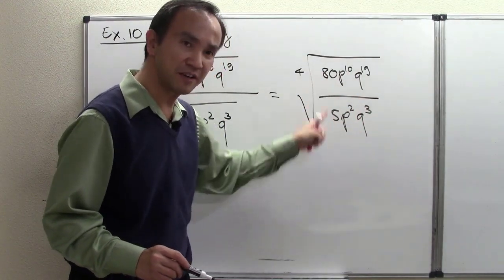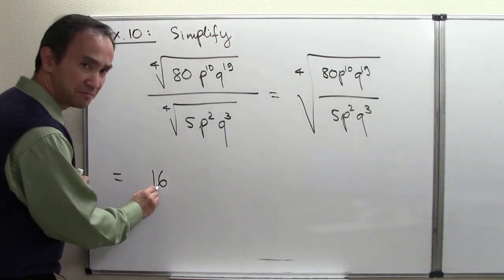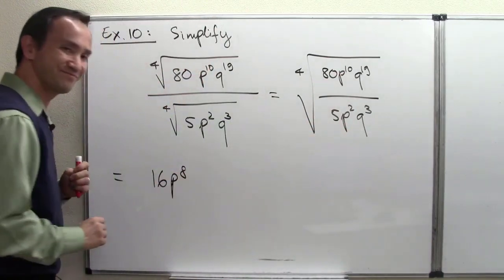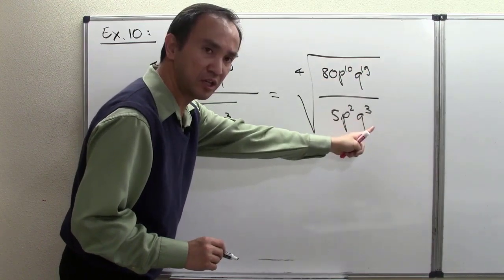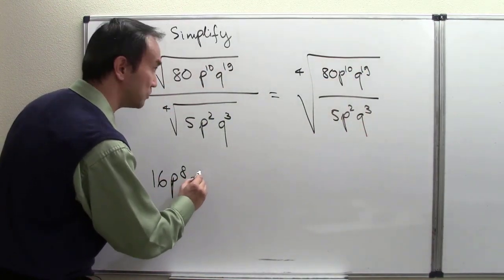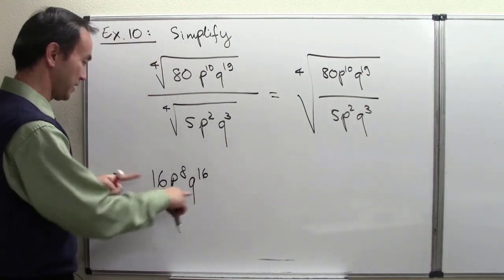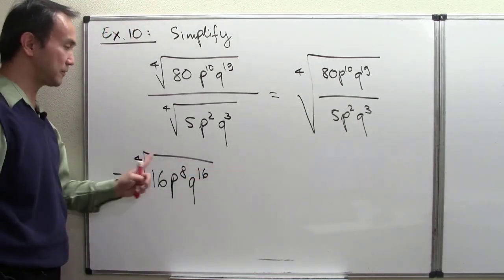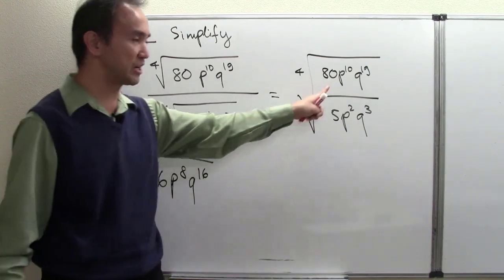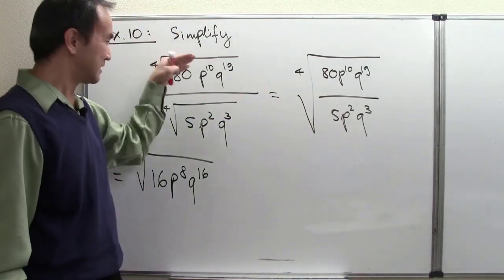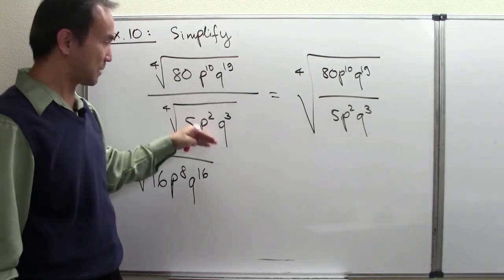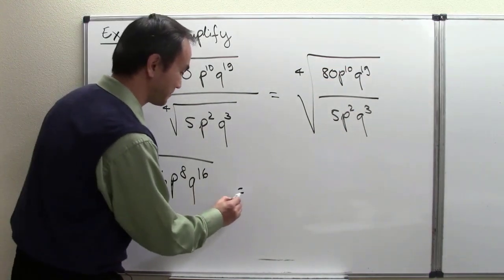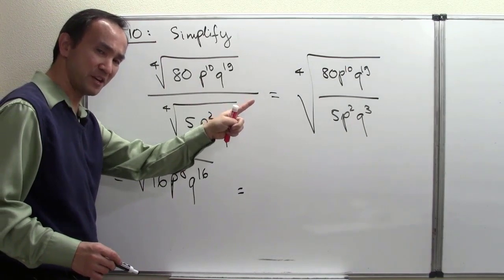80 divided by 5 gives me 16. P to the 10th divided by p squared gives me p to the 8th. Q to the 19 divided by q cubed gives me q to the 16. And that entire product is placed inside the fourth root, or we're taking the fourth root of that entire product. But see, this product came out after reducing that fraction. And the fraction came out from combining the two little separate roots into one combined root of that entire quotient. Okay, and so needless to say, I was using the quotient property in the backward direction like that.